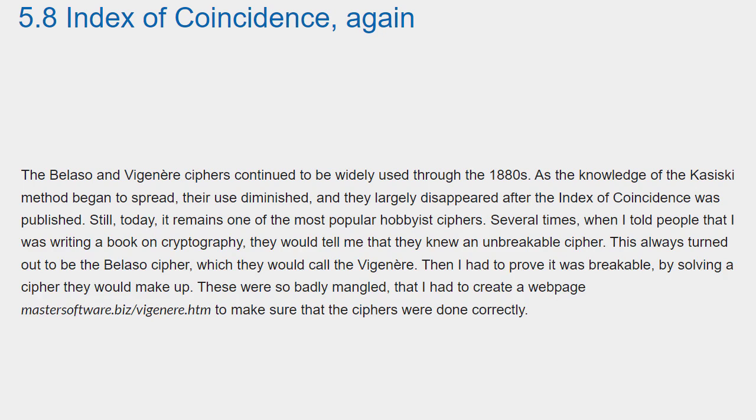Several times when I told people that I was writing a book on cryptography, they would tell me that they knew an unbreakable cipher. This always turned out to be the Belasso cipher, which they would call the Vigenère. Then I had to prove it was breakable by solving a cipher they would make up. These were so badly mangled that I had to create a web page, masterssoftware.biz/vigenère.htm, to make sure that the ciphers were done correctly.